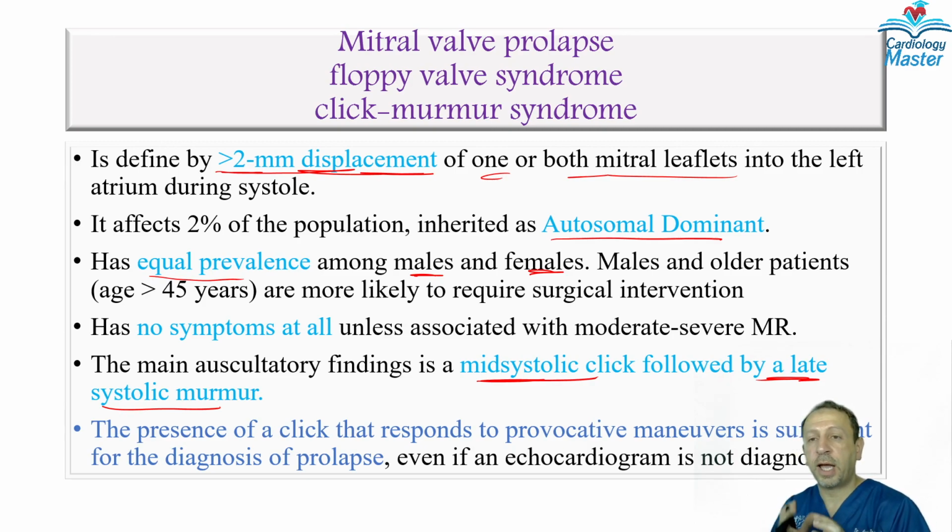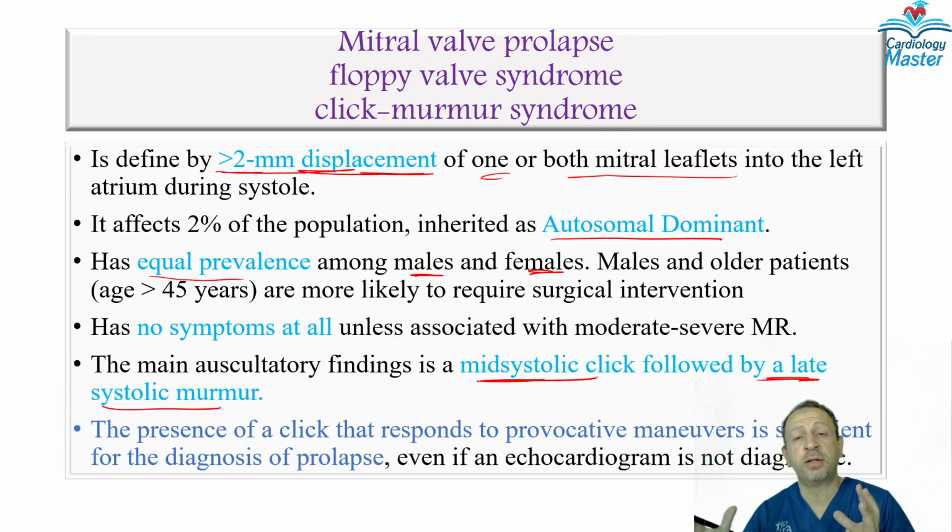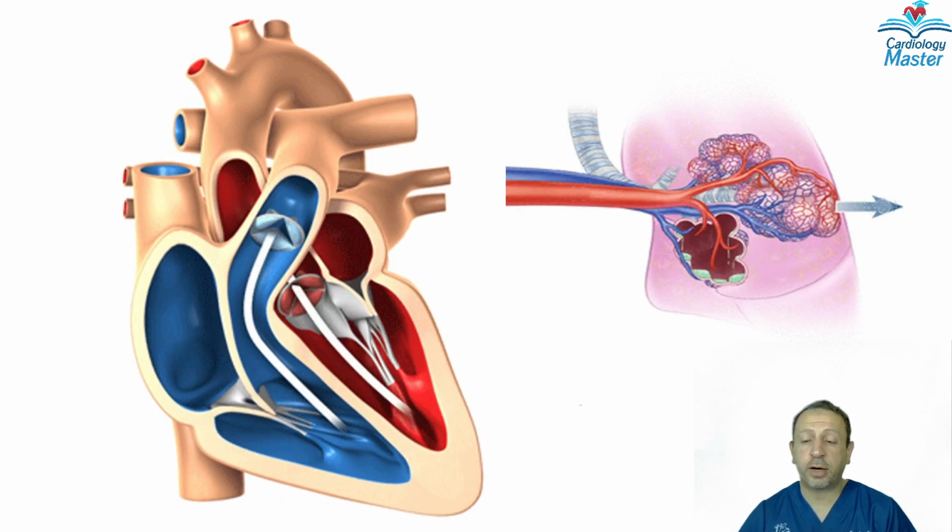If you hear this mid-systolic click followed by a late systolic murmur that is provoked by maneuvers, this is sufficient for a clinical diagnosis of mitral valve prolapse, even without the aid of an echocardiography. How we diagnose mitral valve prolapse, how we diagnose mitral regurg, we depend, number one, on the two-dimensional echocardiography.